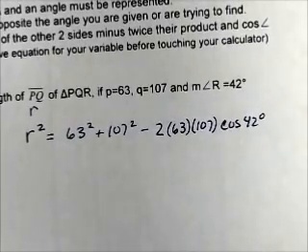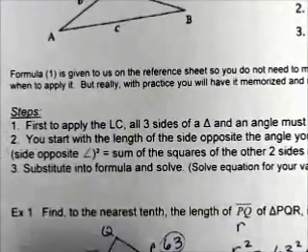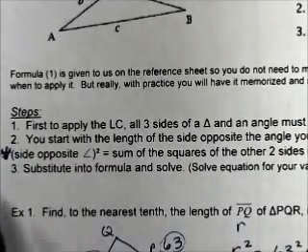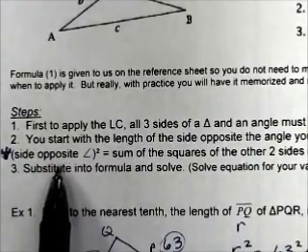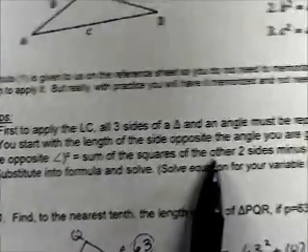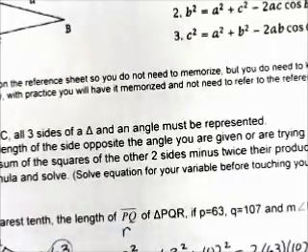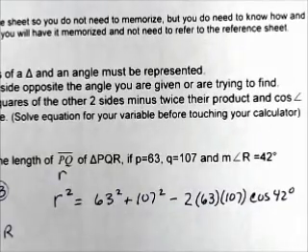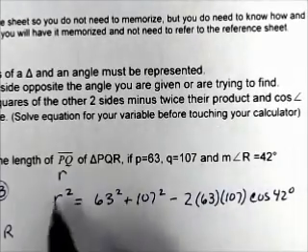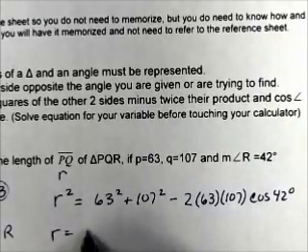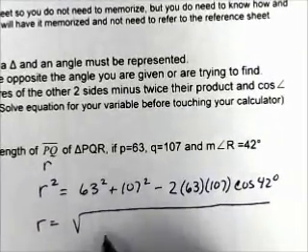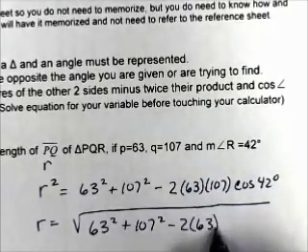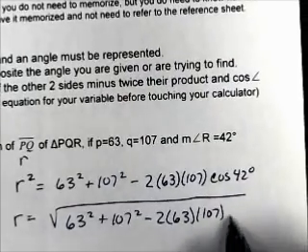Again, I like to use this. The law of cosines says you're starting with the side opposite the angle you have. So that side squared equals the sum of the squares of the other two sides minus twice their product and the cosine of the angle. Okay, now, r squared equals this. What does r equal? r would equal the square root of this whole thing. So 63 squared plus 107 squared minus 2 times 63 times 107 times the cosine of 42.